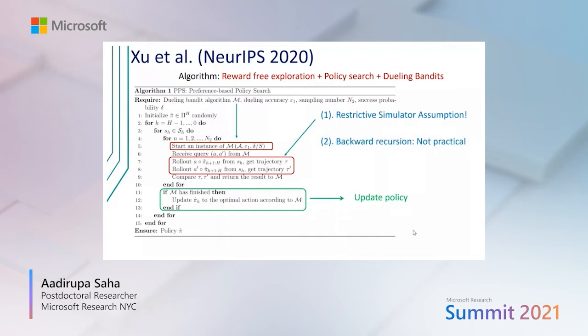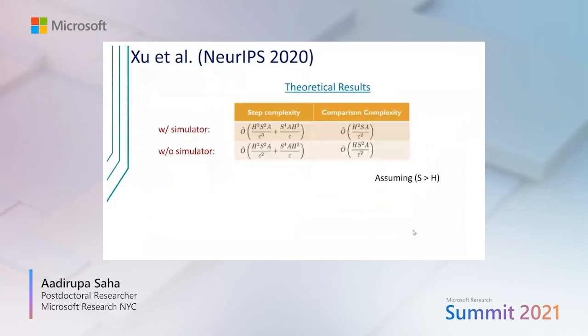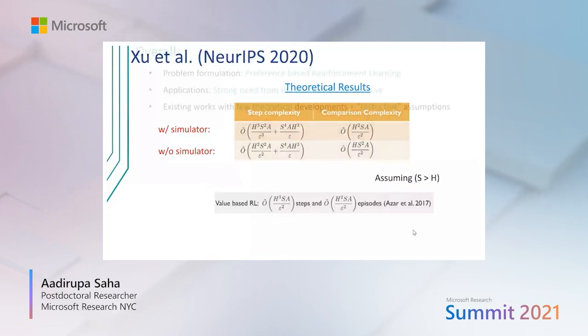I'll not go into the details of this algorithm, but the main difficulties with these two algorithms are that this relies on a restricted assumption that there is a simulator which allows you to play two actions from any state-action pairs of your choice, and this assumption of backward recursion, that you can roll out a trajectory from whichever state you like, is a bit restrictive. They also come up with sample complexity guarantees which are some multiplicative factor worse than the sample complexity guarantees of value-based RL.